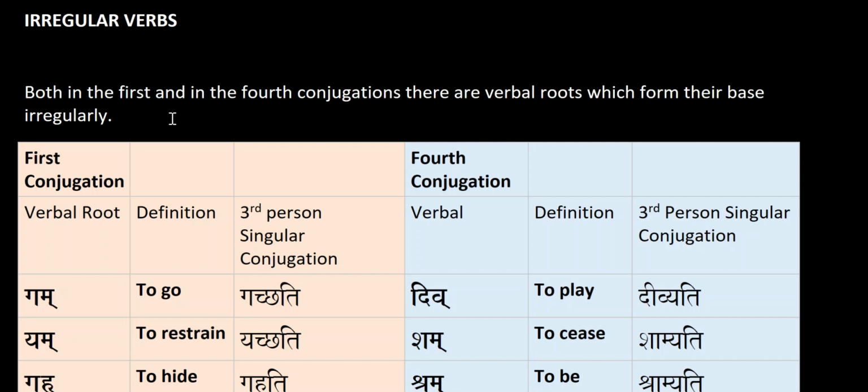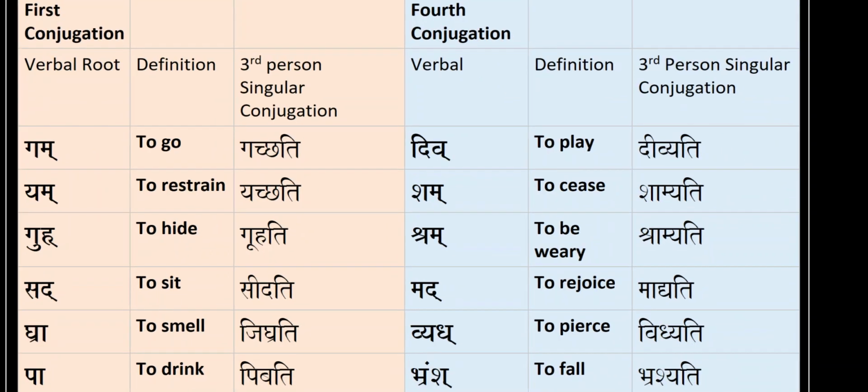So I have two columns here. I have the first conjugation in the light orange, then I have the fourth conjugation in the blue. And in those colored columns, I have the verbal root, and then I have the definition, and then I have an example of how you would conjugate it in third person singular.